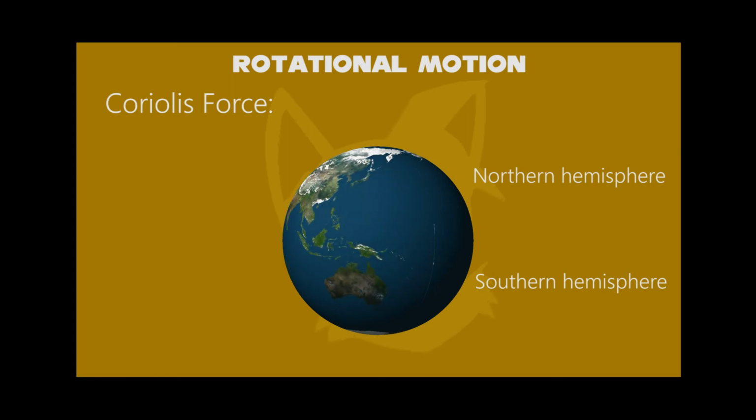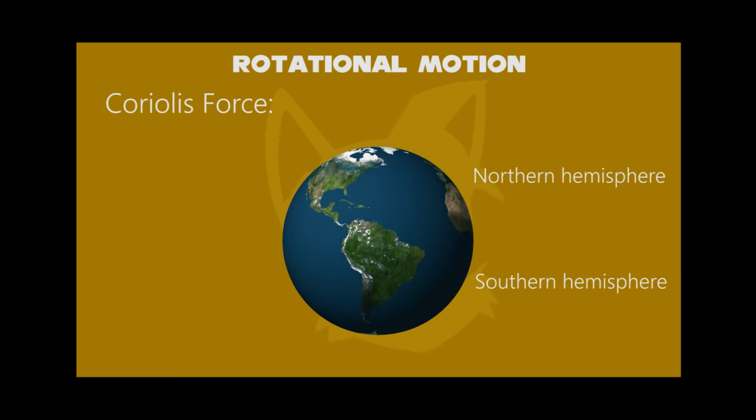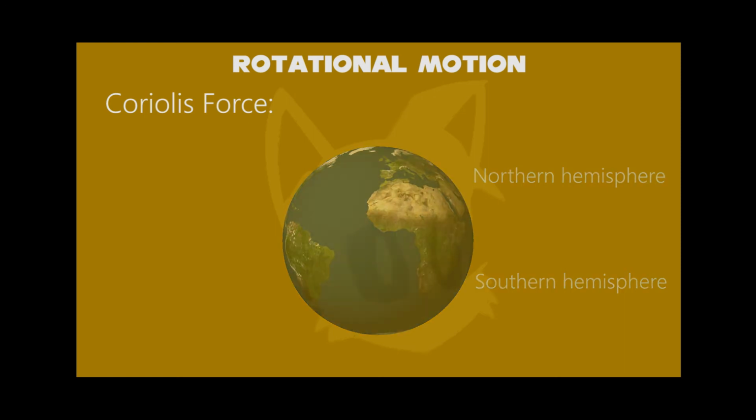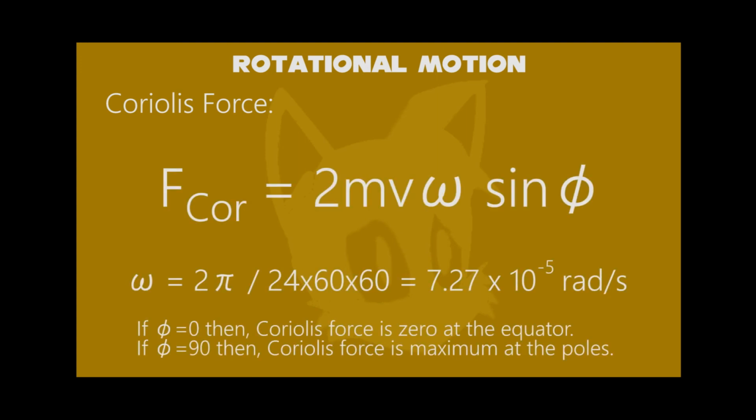Any object that flies or travels along the latitude must be given sine phi. The object goes towards either the north or south direction. The formula is therefore 2 times mass, velocity, and angular velocity omega, times sine phi. There is only one possible value of rotation of the Earth: 2 pi divided by 24 hours times 60 minutes times 60 seconds, or 7.27 times 10 to the negative 5.